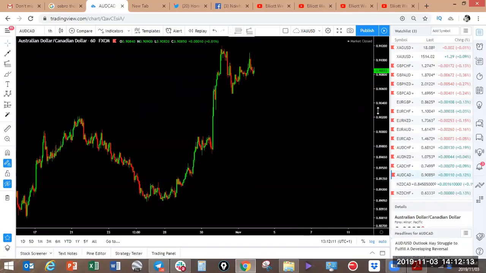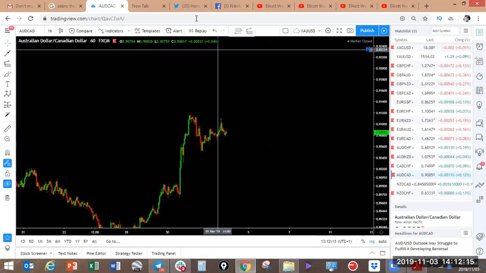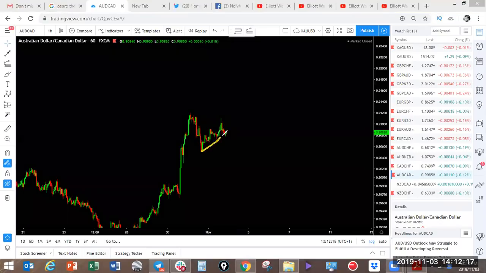AUDCAD. AUDCAD also was here during the news. We said it's going to make a move down and then push higher. All of these CAD pairs we looked at. Now this one, expect this to break down here and continue higher. It's a correction here.